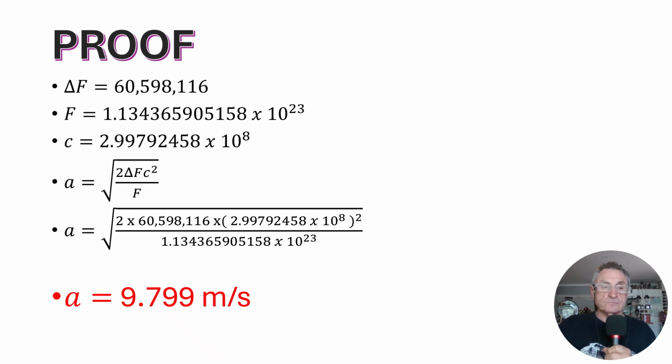Acceleration is equal to the square root of 2 delta F c squared on F, square root of 2 times 60,598,116 Hertz times 2.99792458 times 10 to the 8th meters per second squared over 1.134365905158 times 10 to the 23 Hertz is equal to 9.799 meters per second squared. And that's it. Not a hard lesson. That's the formula for quantum gravity.